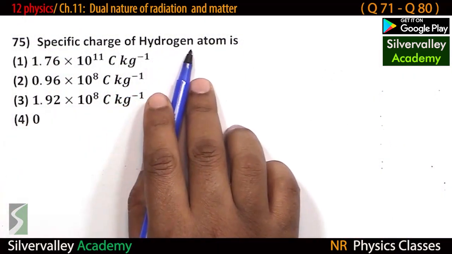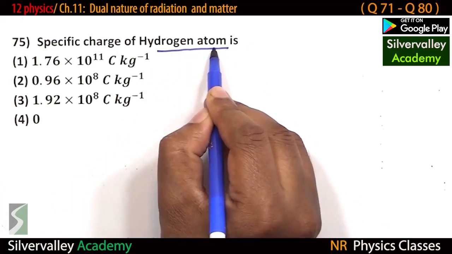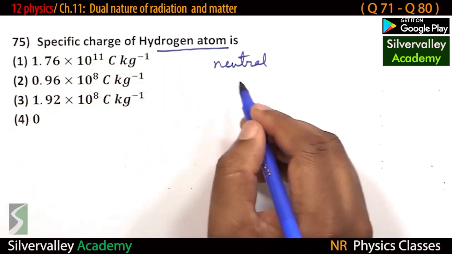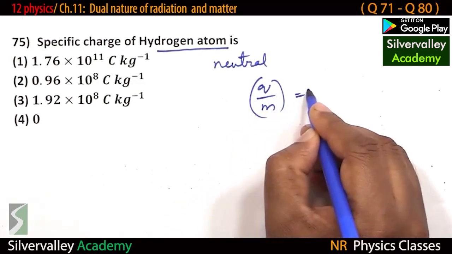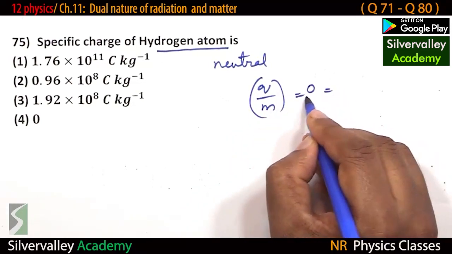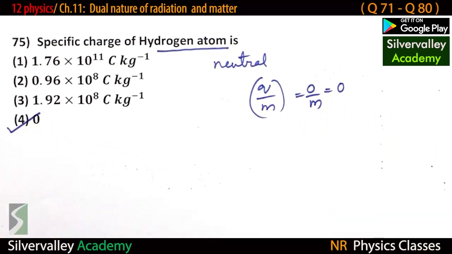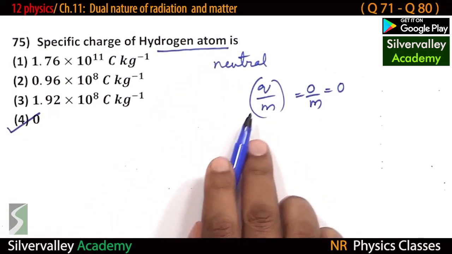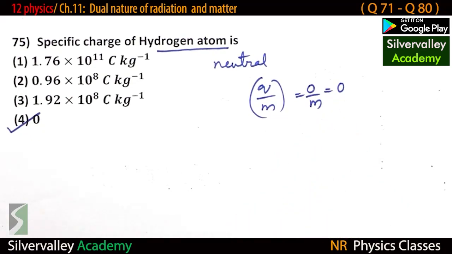Specific charge of a hydrogen atom. Atoms are electrically neutral, and specific charge means Q by M. Since the charge is 0, the specific charge is also 0. Charge by mass is 0. Atom, neutrons, charge is 0, therefore specific charge is also 0.